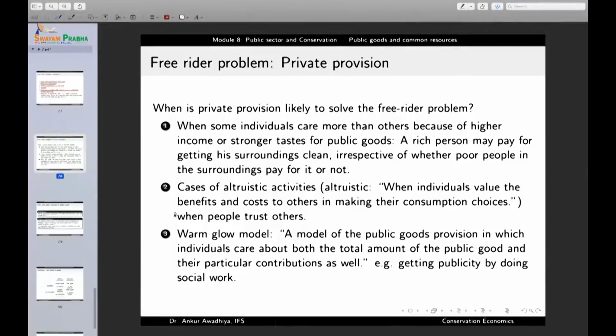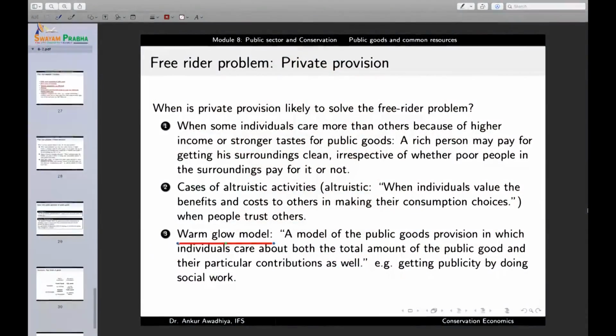Or the warm glow model, a model of the public goods provision in which individuals care both about the total amount of the public good and their particular contributions, such as getting publicity by doing social work. Now, in this case, the public good is being made available through social work because people feel good about doing the social work. So, these are three cases where private provisioning of free rider problem can be done.